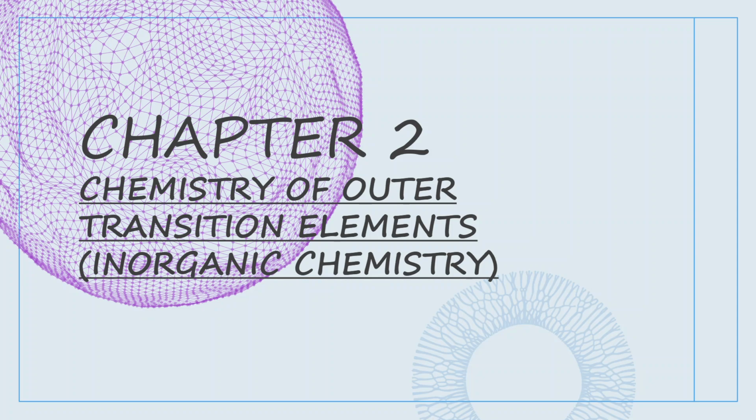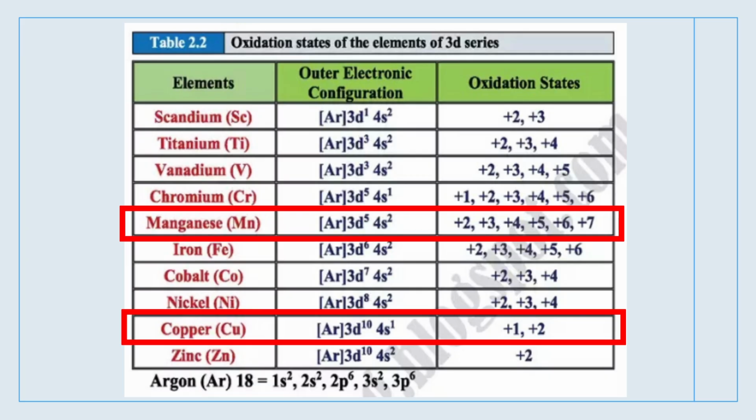This is chapter 2, which is chemistry of outer transition elements, that is part of inorganic chemistry. And the topic that we will study today is from the general properties of the transition elements, that is the variable oxidation state. Before I give you a detailed analysis of the topic, I'd first like to explain you this table that you have in your curriculum, which shows the oxidation states of the elements of the 3D series.